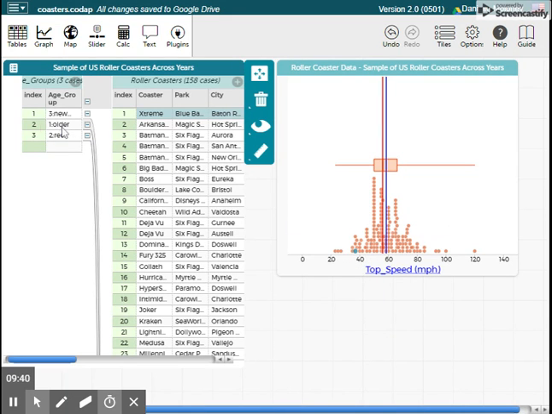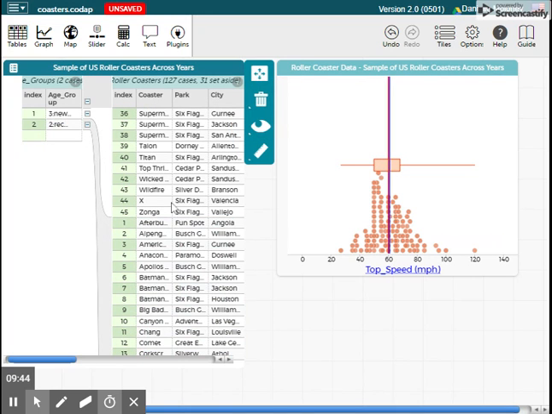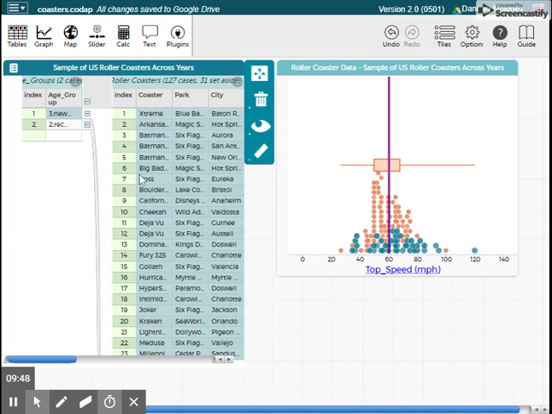And even if I went through and hid the older coasters so that we're only looking at the most recent, the newest coasters, the ones built after 1980, we can still see that extreme is within that quartile.